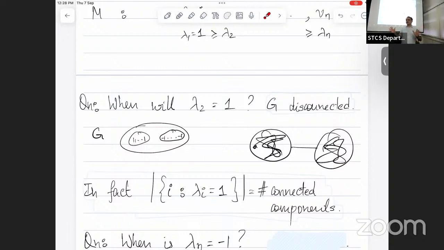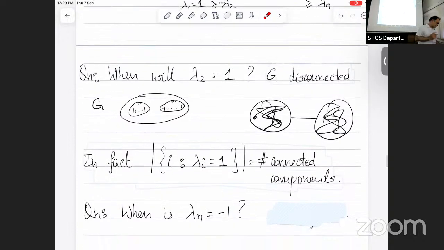Cheeger's inequality sort of says that if lambda 2 is very close to 1, then in some sense there are very low conductance cuts in your graph. I'm not defining conductance, so I'm not going into that, but there is a way in which you can make this robust. It tells you that if there are too many lambdas that are very close to 1, it roughly tells you that there are that many components in your graph and some small number of edges connecting them together.